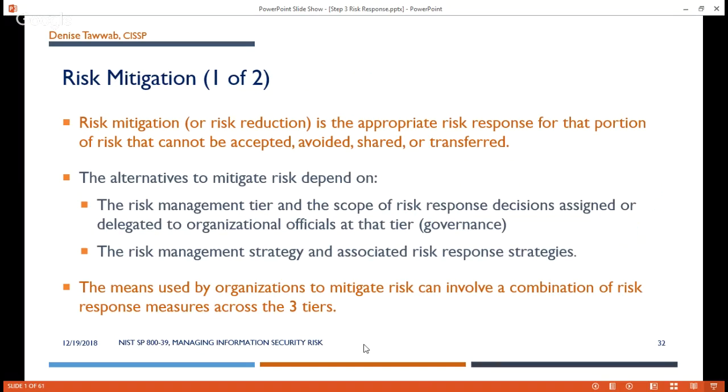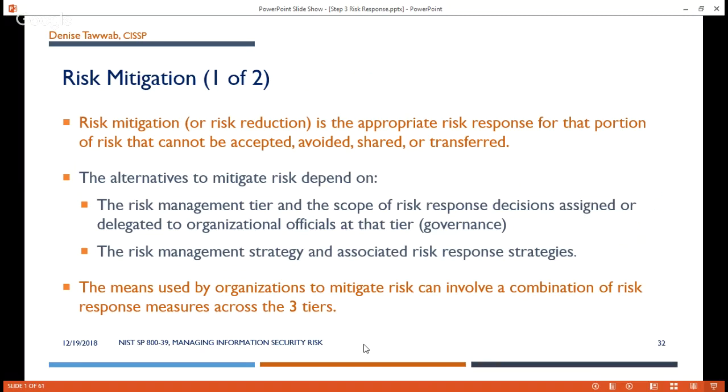Risk mitigation is the next risk response that we'll talk about. Risk mitigation, also known as risk reduction, is the appropriate risk response for that portion of risk that cannot be accepted, avoided, shared, or transferred. The alternatives to mitigate risk depend on the risk management tier and the scope of risk tolerance of risk response decisions assigned or delegated to organizational officials at that tier. So this comes out of your governance. The risk management strategy and associated risk response strategies also affect how risk is mitigated.